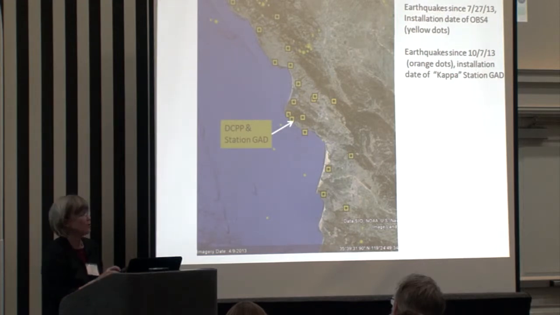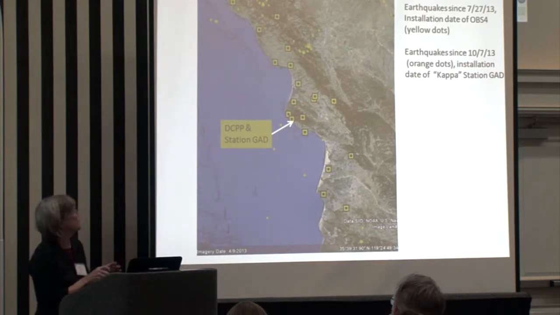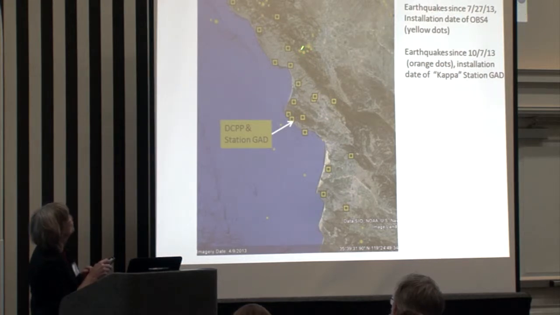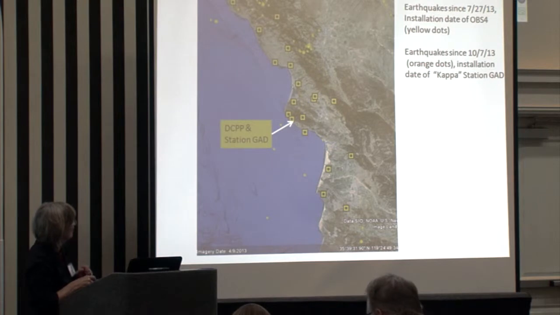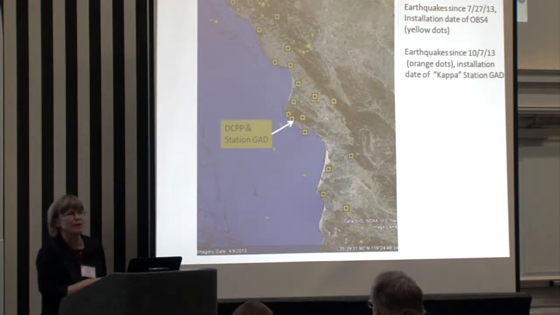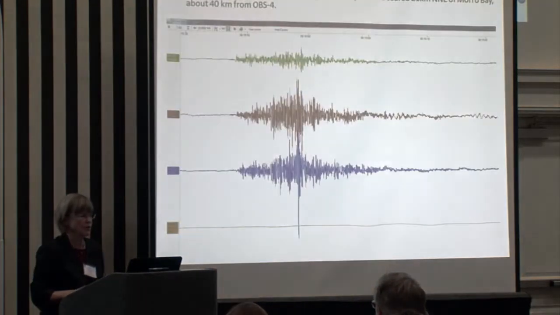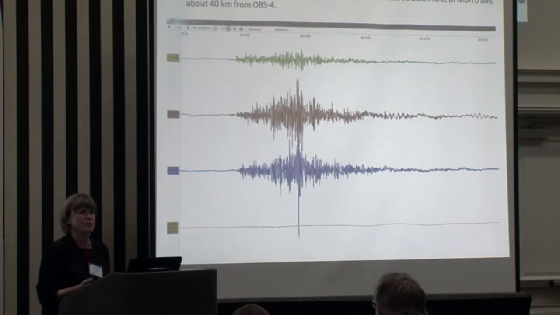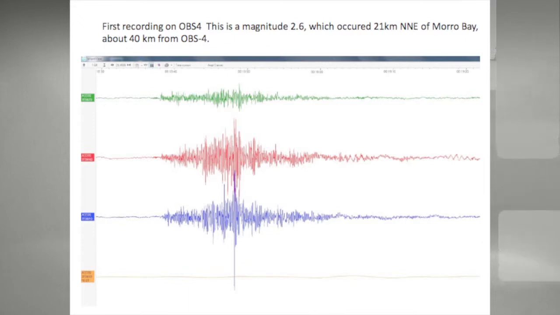This is from OBS4. We were able to record about a 2.7 earthquake up in this region here, and this one here that's not to scale on magnitude, but this was a magnitude 4 that occurred. So just to give you a data sample. The magnitude 2.6 that occurred near San Simeon, about 40 kilometers away from OBS4. It's a very nice record. We're very happy with the data that we've been getting.